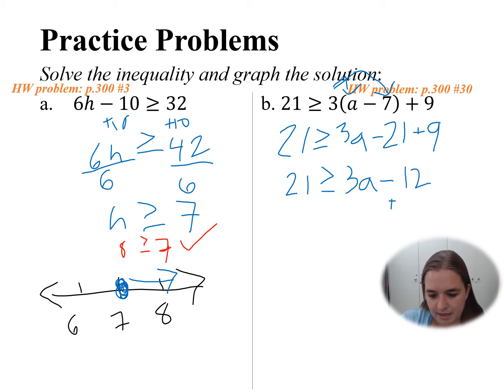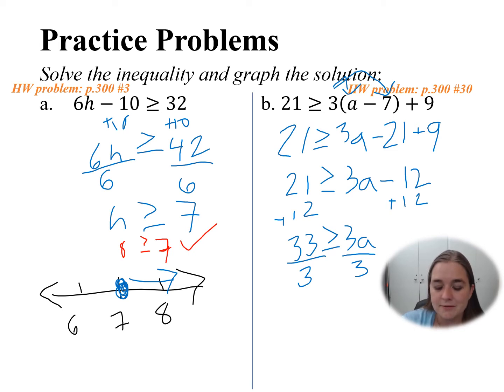Next step is to add 12 to both sides. And I get 33 is greater than or equal to 3a. Well, again, now to get my a by itself, I'm dividing, but I'm dividing by a positive number, so my symbol stays the same, and I get 11 is greater than or equal to a.